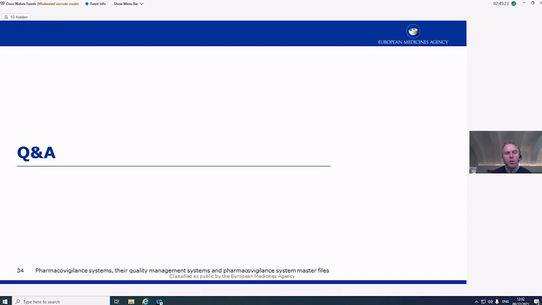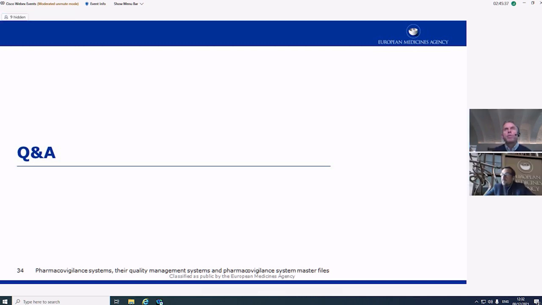Another more detailed question, Sonia Schwab. Does the PSMF reference number in the summary also include the version of the PSMF? No, I can reply no. Yes, it's not needed to include the version because the version could change often. So that's why we didn't put any reference to the version.